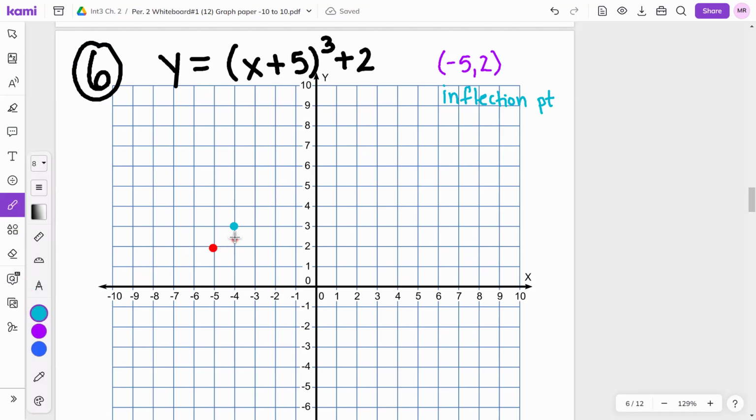1 away from 1 cubed is 1. 2 away from 2 cubed is 8. 1, 2, 3, 4, 5, 6, 7, 8. I'm going to go -1. -1 cubed is -1. I'm going to go -2. -2 cubed is -8. 1, 2, 3, 4, 5, 6, 7, 8. And then I'm going to connect this. And I'm going to connect it with a curve.